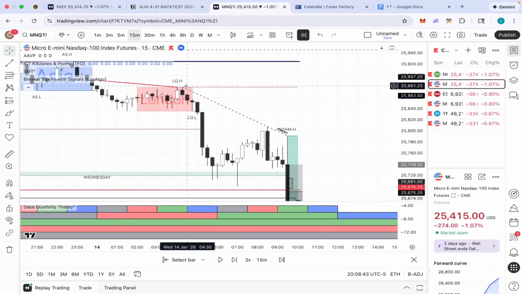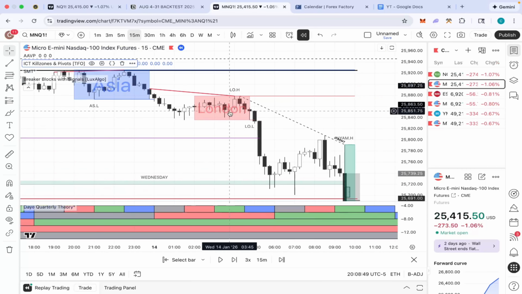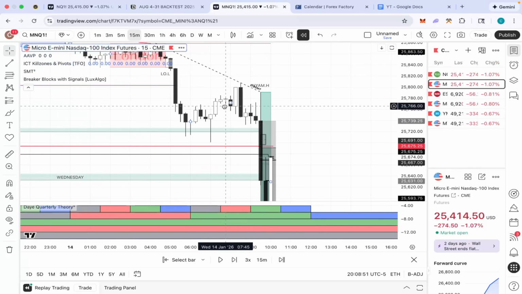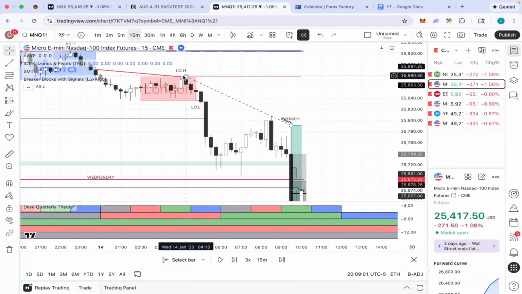Within the quarterly theory concept, Asia is quarter one, London is quarter two, New York AM is quarter three, and New York PM is quarter four. But I usually don't trade New York PM too often. And we had a DSSMT, so that just means that we have a divergence between quarter two and quarter three, which is London and New York AM.